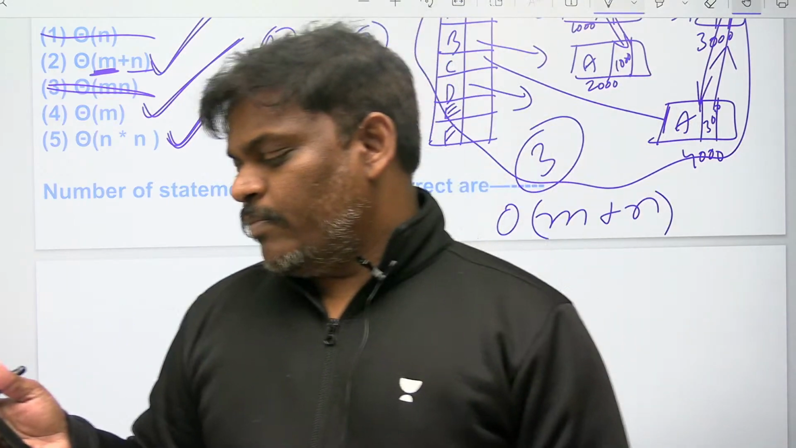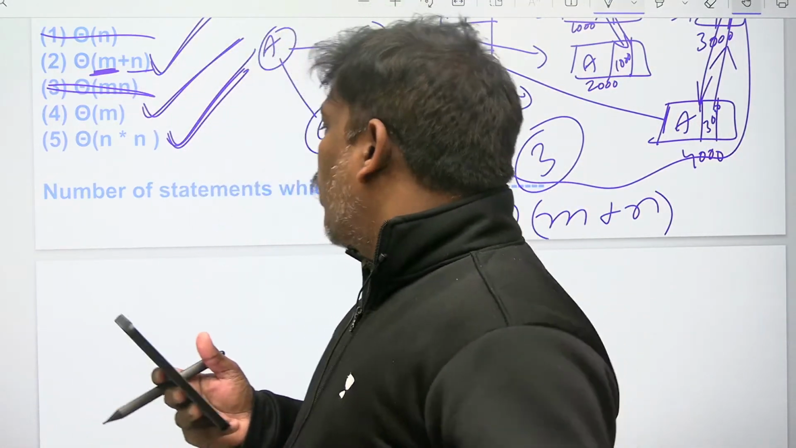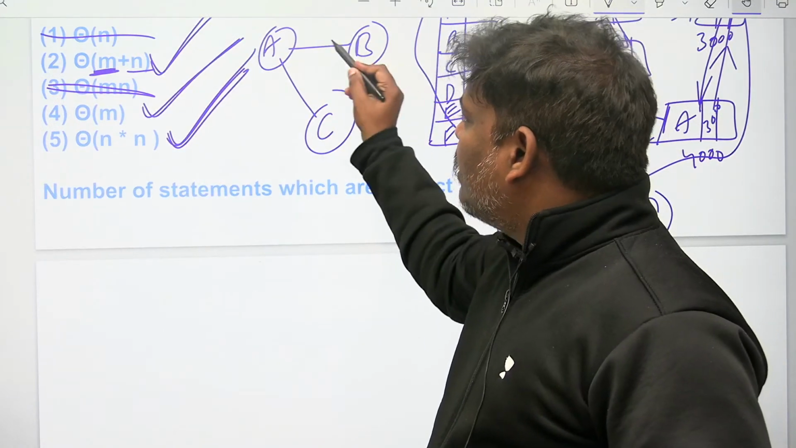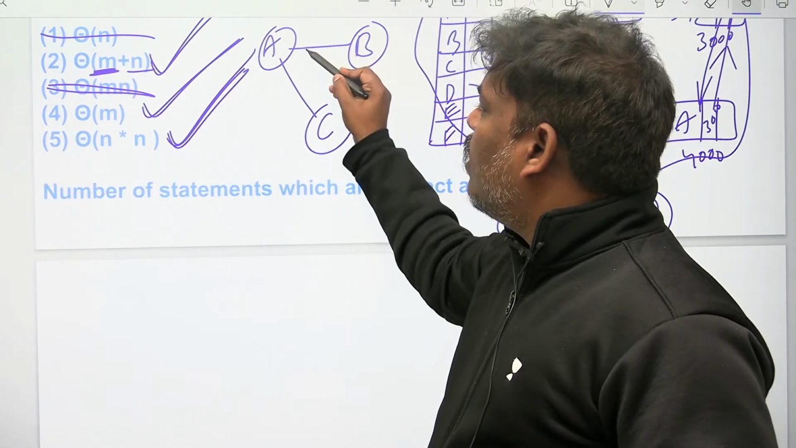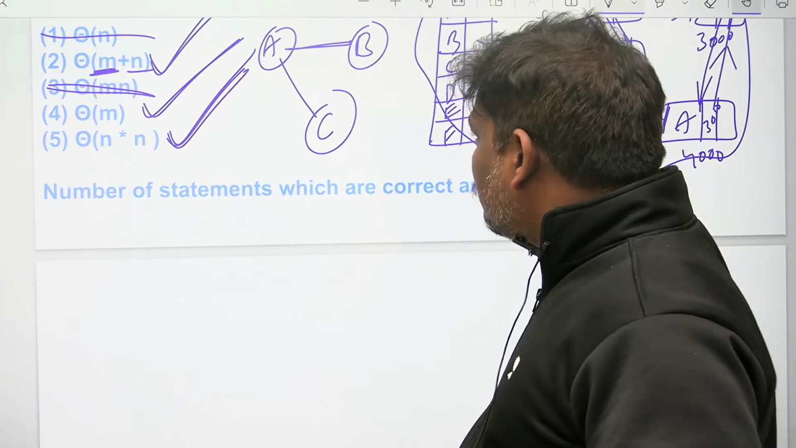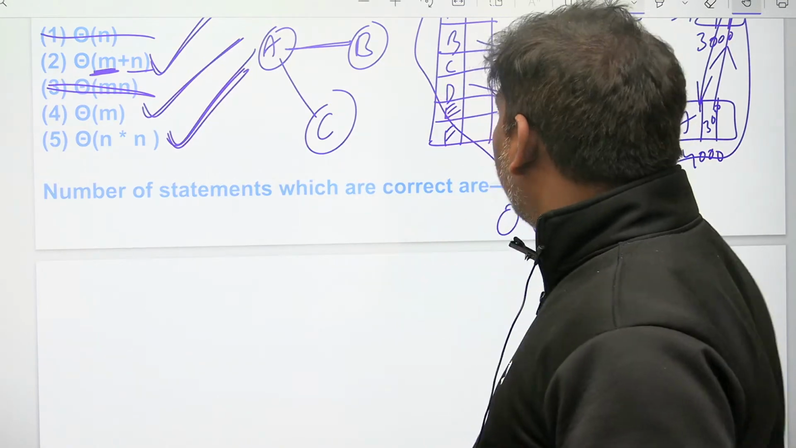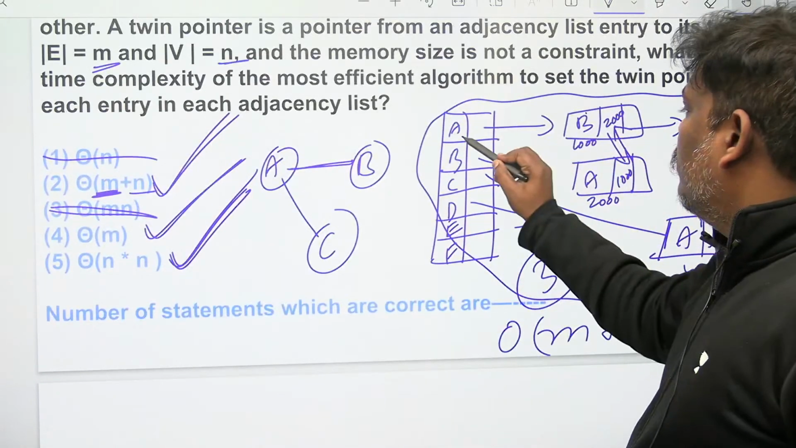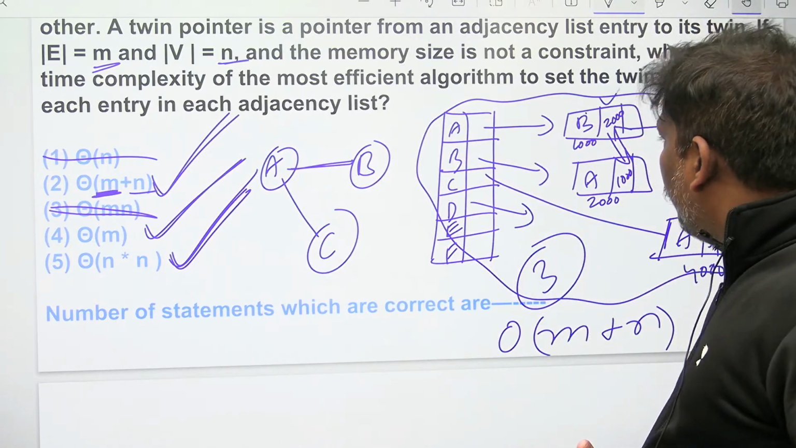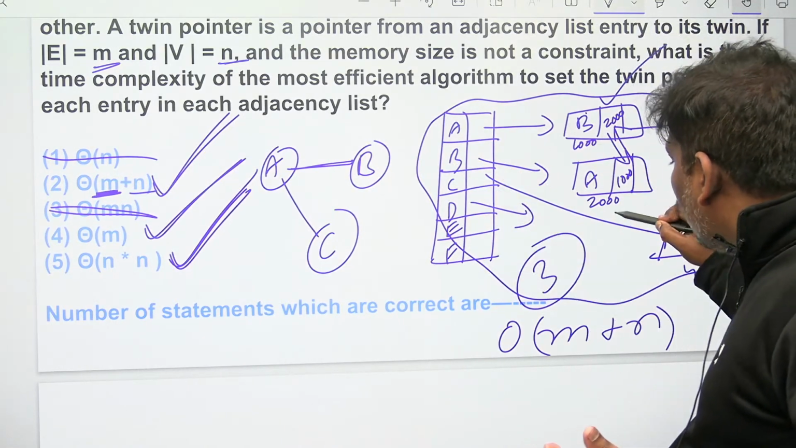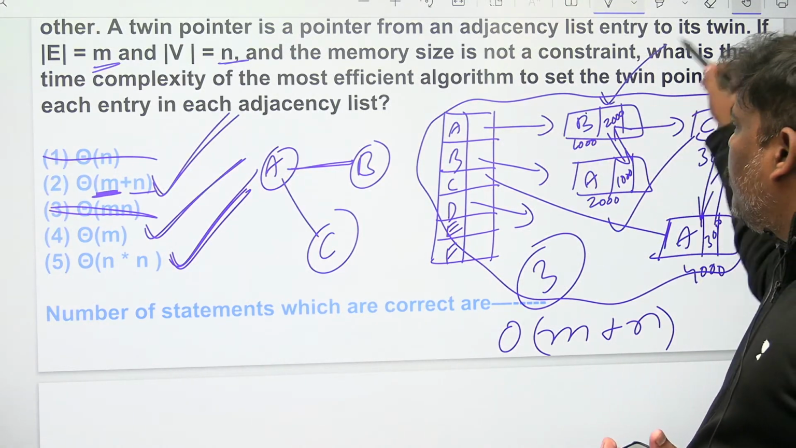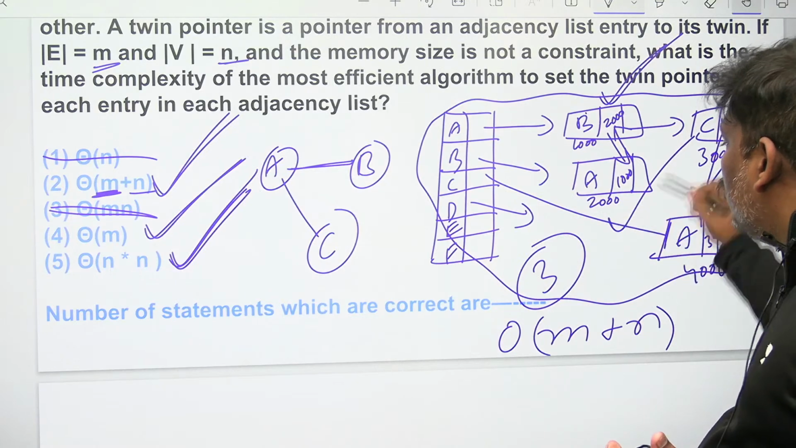Sahil came. What is the twin pointer? This is the twin pointer. See this one. In the given undirected graph, A and B are adjacent. What is the meaning? If you see the adjacency list, in A's adjacency list you will see B, and in B's adjacency list you will also see A.